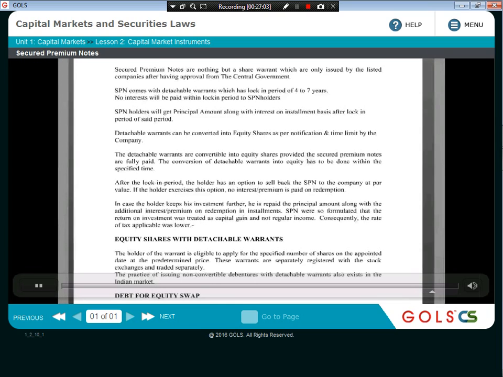It is mainly a tax saving instrument because the return of investment was treated as a capital gains and not as a regular income tax. So the rate is lower. So it's more of a tax saving instrument rather than an investing instrument.